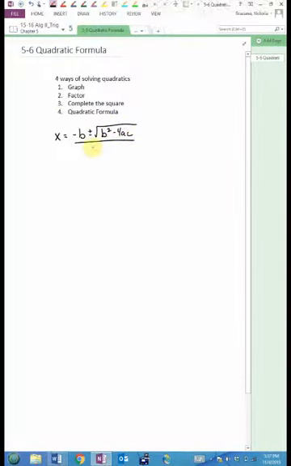Next time I see you, we'll actually see where this comes from. So right now I'm just kind of writing it there. It's like magically appearing. And next time I see you, we'll actually derive that so you can see where it's coming from, not just some random formula that we have.